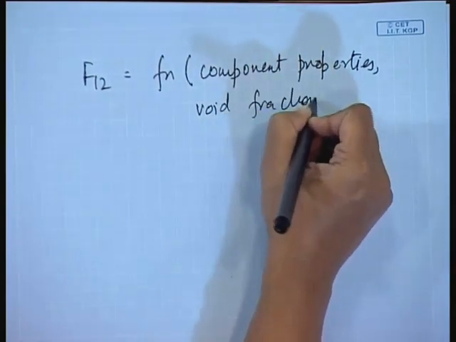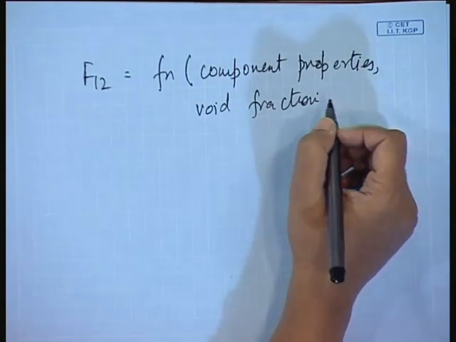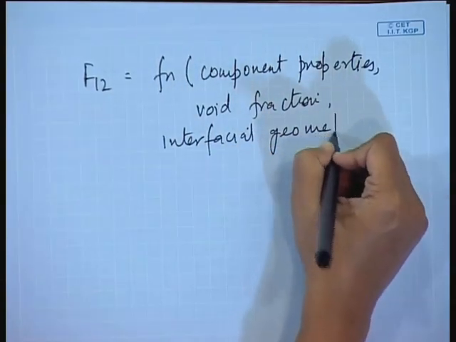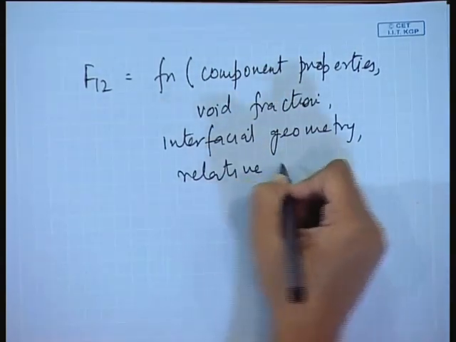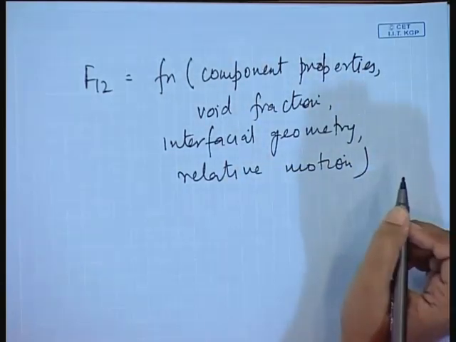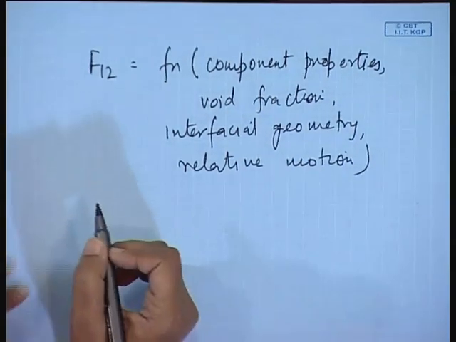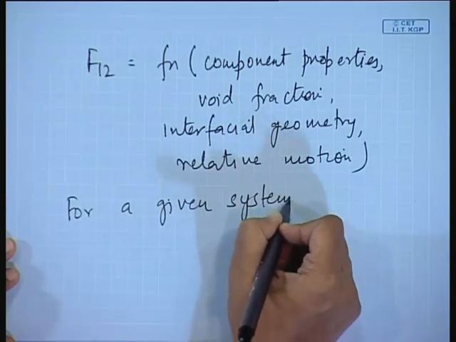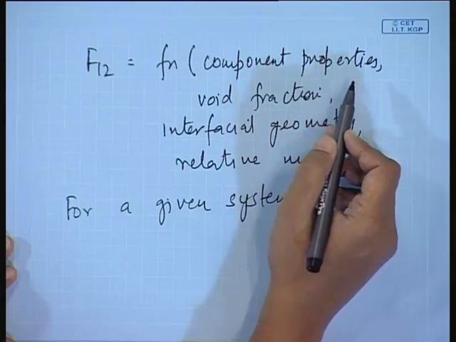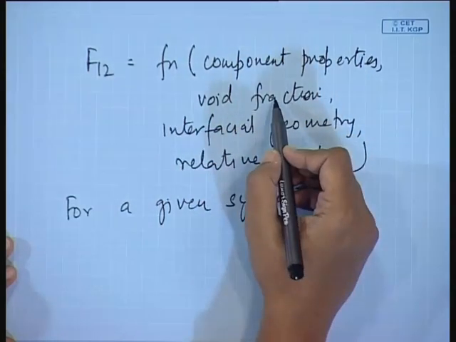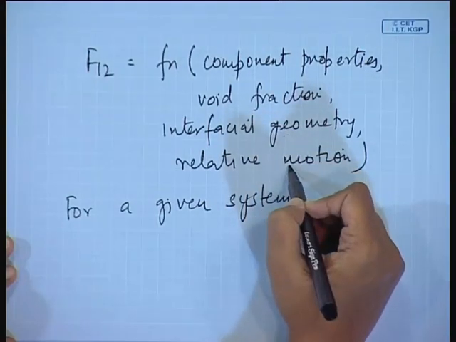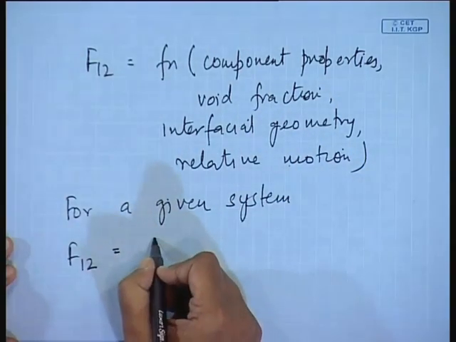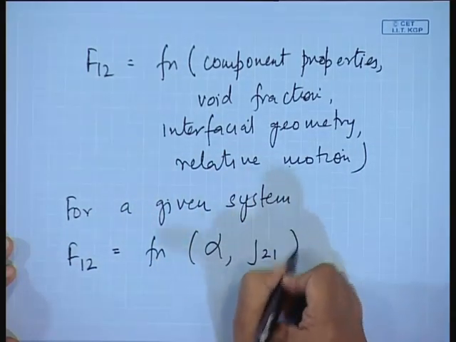Now, for all flow patterns, the variation of void fraction is not the same. Void fraction depends upon interfacial geometry and definitely relative motion. On these things, F12 has to depend. Now, if we consider a given system, what do we find? For a given system, component properties become constant, isn't it? And void fraction is dependent upon the interfacial geometry, and relative motion is dependent upon the interfacial geometry. So, for a given system, F12 becomes a function of alpha and the relative motion.